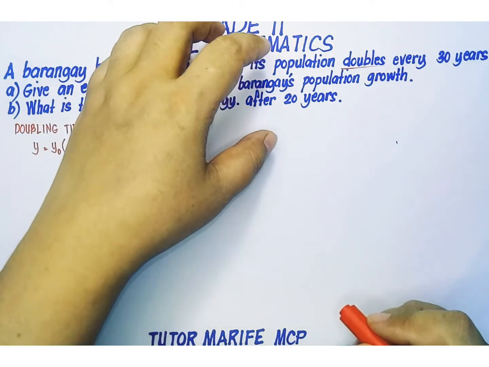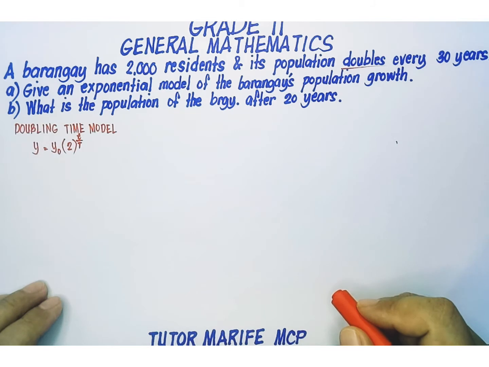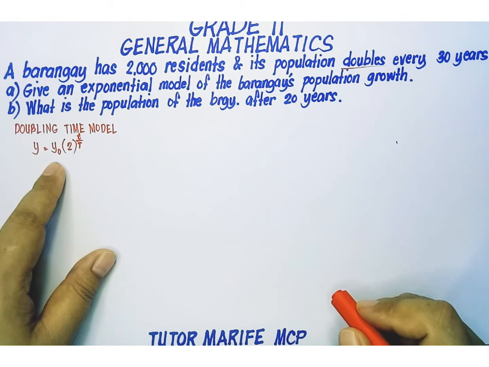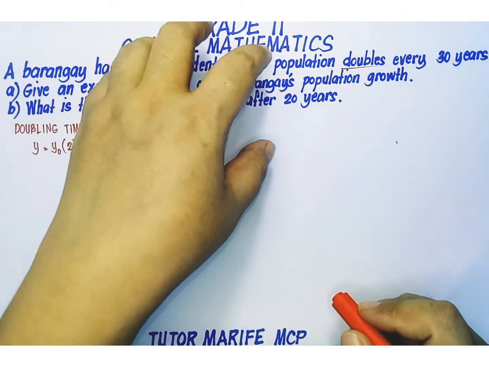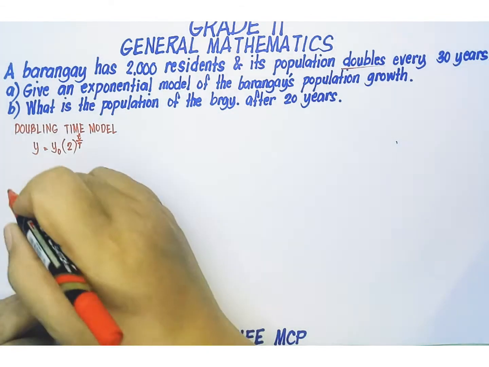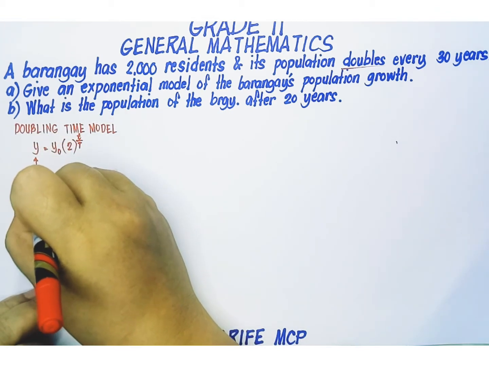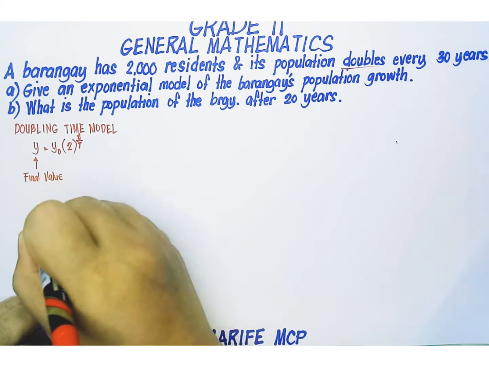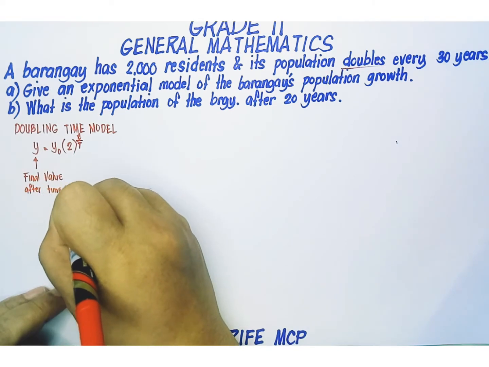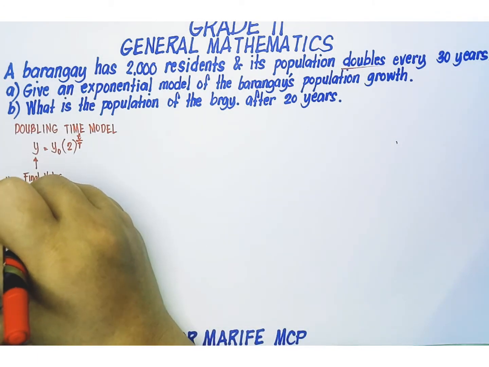Okay. Actually, this is a very basic problem. Substitution lang. Pero, kailangan kasi naiintindihan mo ano ang meaning ng bawat component ng formula o ng model para magawa mo ito ng tama. Okay. Ano ba itong y na nasa kaliwa ng model? It actually represents the final value or quantity after time t. Itong time na nandito. So that's y.